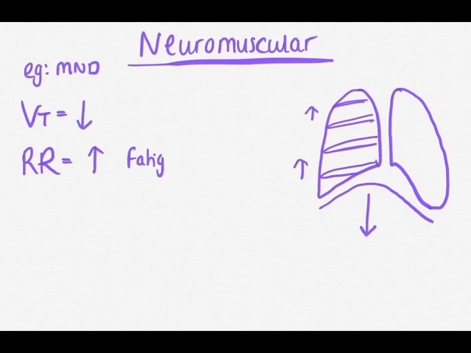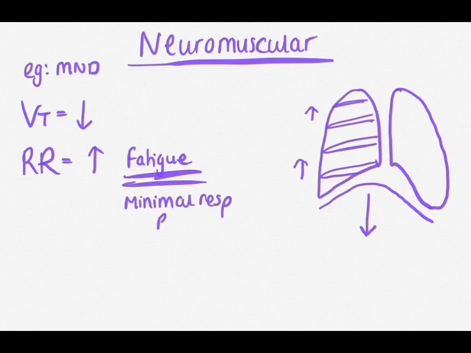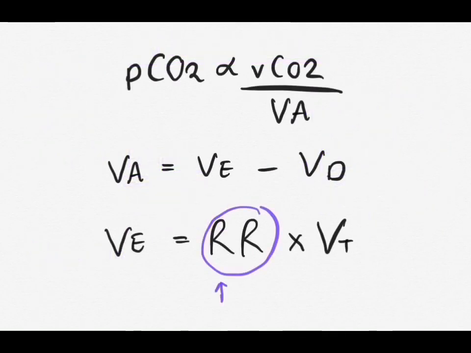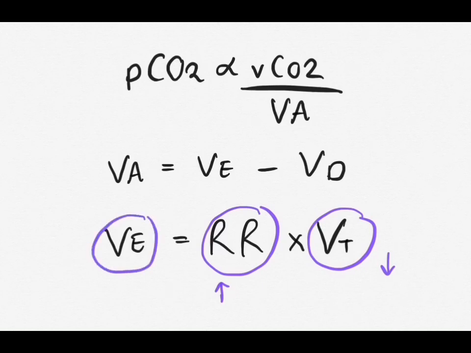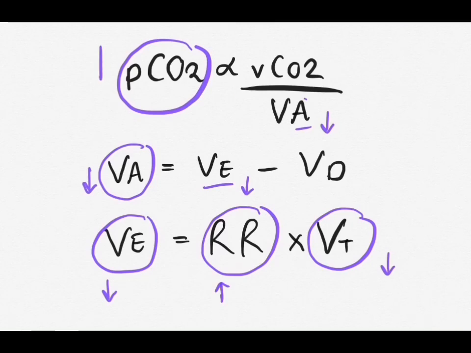With these patients, respiratory rate and fatigue is a big factor. They tend to have a minimal respiratory reserve once they reach the point of respiratory failure. Their dead space, however, is much the same. Going back to the equations, if our respiratory rate is increased but our volumes are largely reduced, we're going to see a reduction in minute ventilation. Even though our dead space is much the same, this minute ventilation reduction alone will reduce alveolar ventilation, and again we know that that's directly associated with an increased CO2.